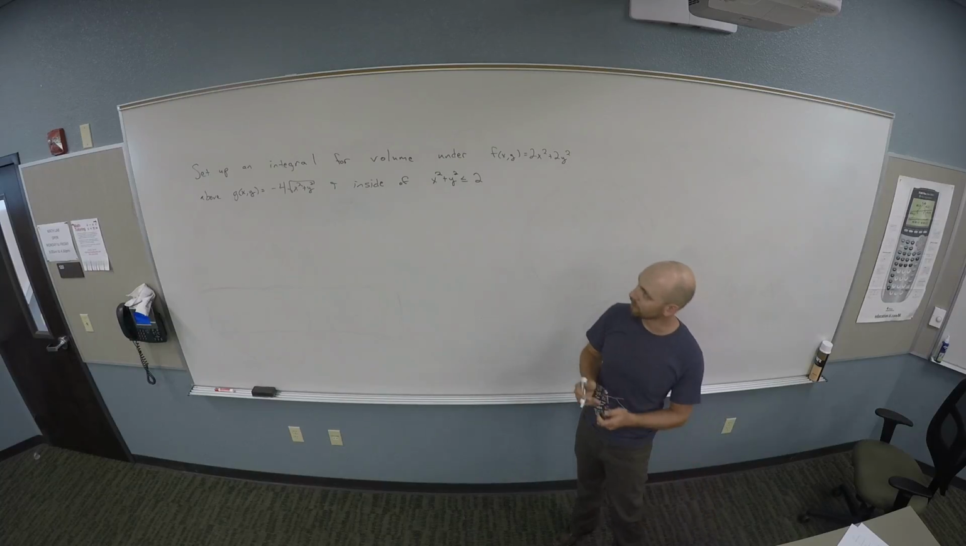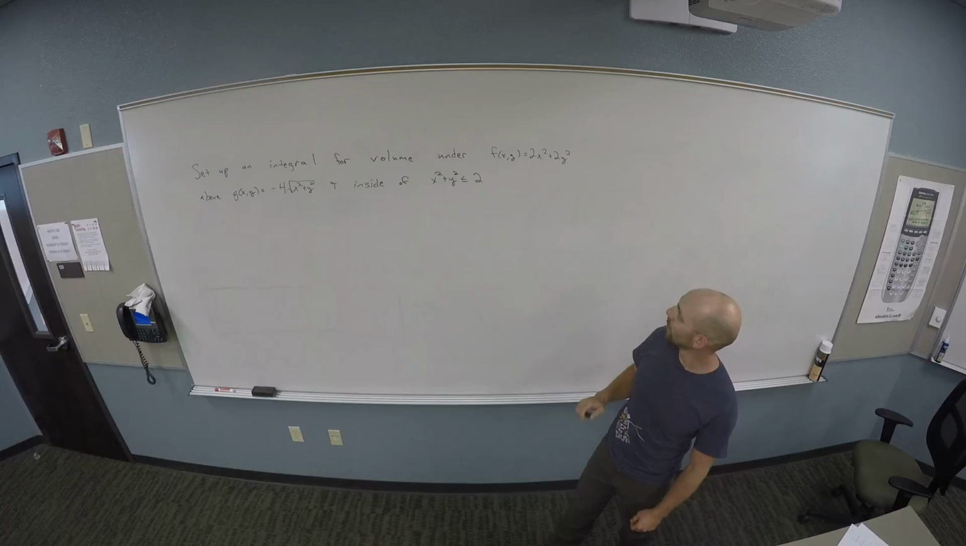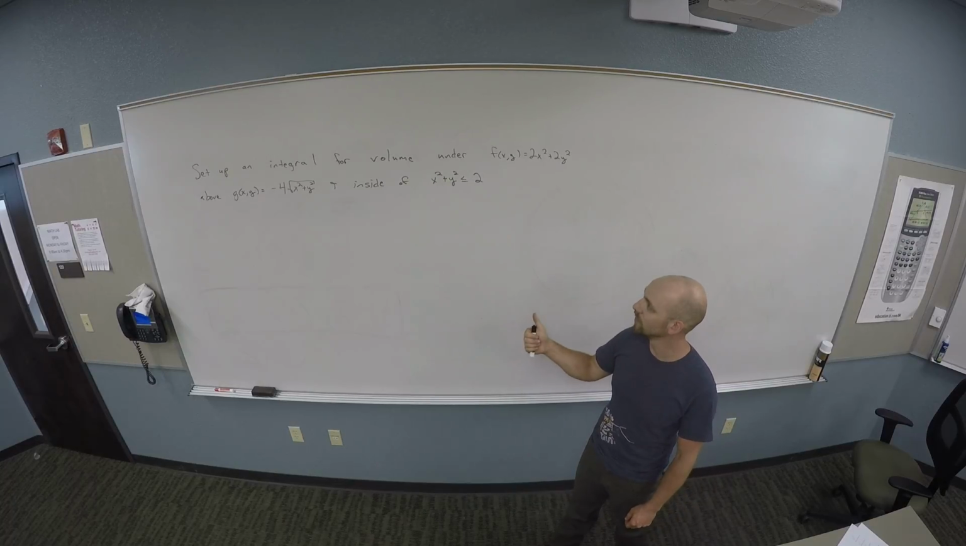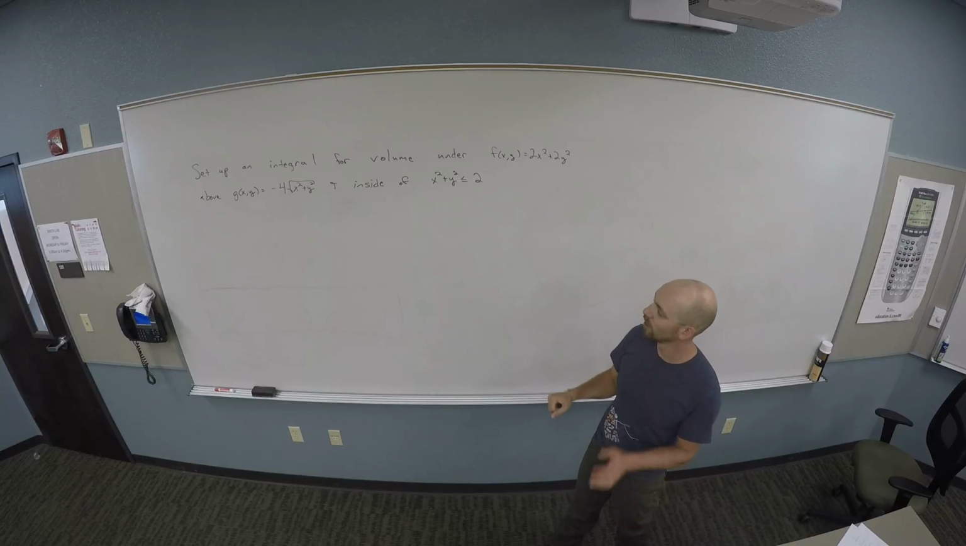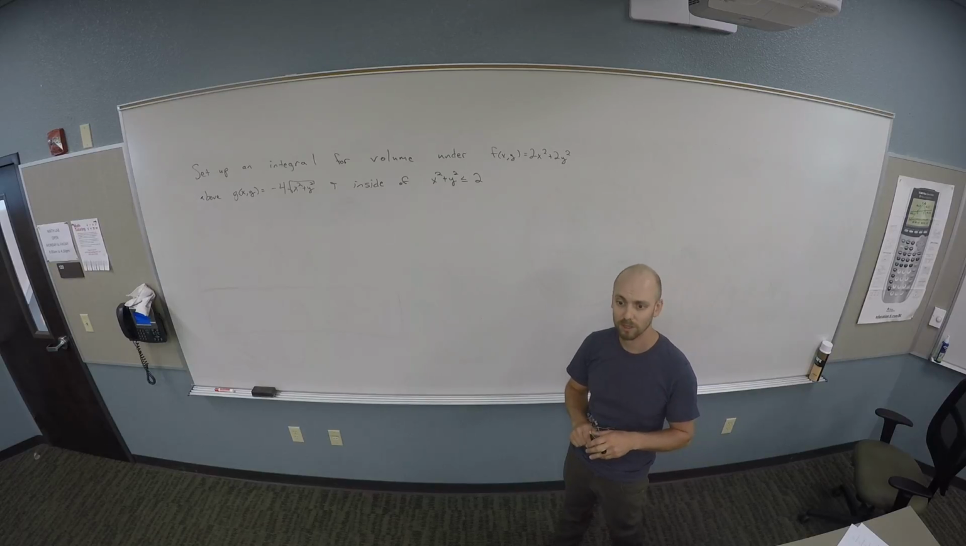Okay, so we want to set up an integral, spelled integral wrong, for the volume under f of x and y, which is 2x squared plus 2y squared, above g of x and y, which is minus 4 square root of x squared plus y squared, and inside of x squared plus y squared is smaller than 2.